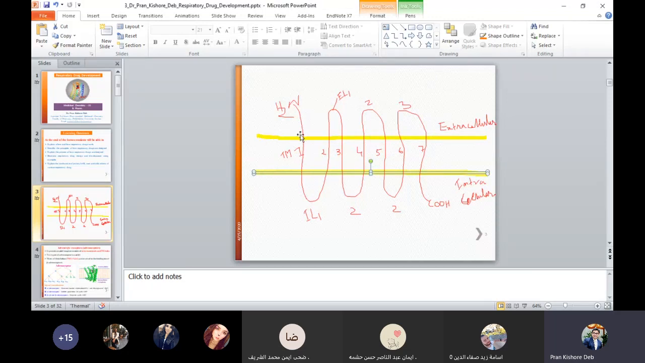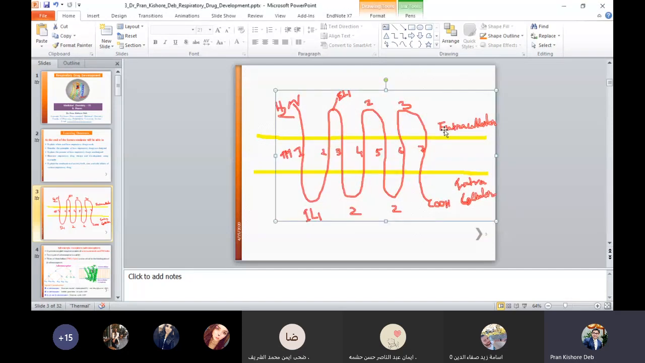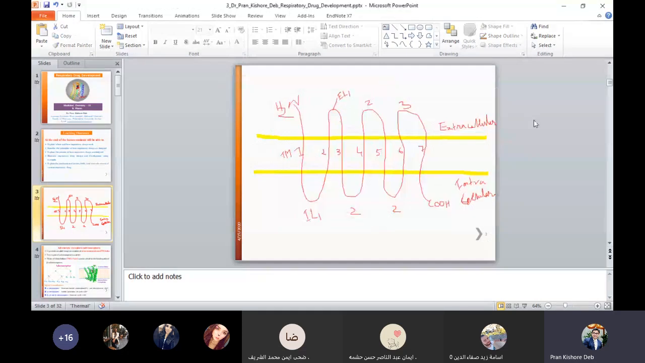So transmembrane means it is neither completely inside the cell nor completely outside the cell. You see, I have written on the right hand side extracellular and intracellular. Below portion is the intracellular region. Above portion is the extracellular region. Okay, so these receptors are transmembrane receptor. That means they remain in between the membrane, neither completely inside nor completely outside. Some part will remain outside, some part will remain in between, some will remain inside.